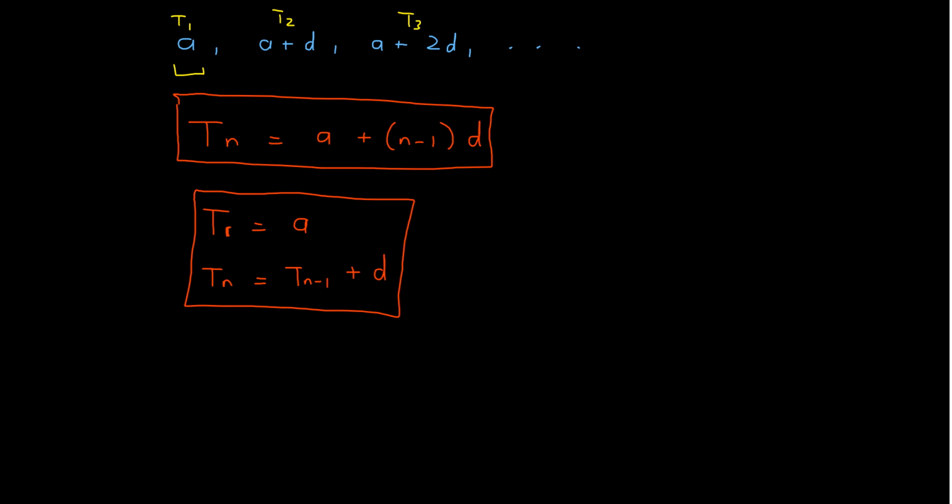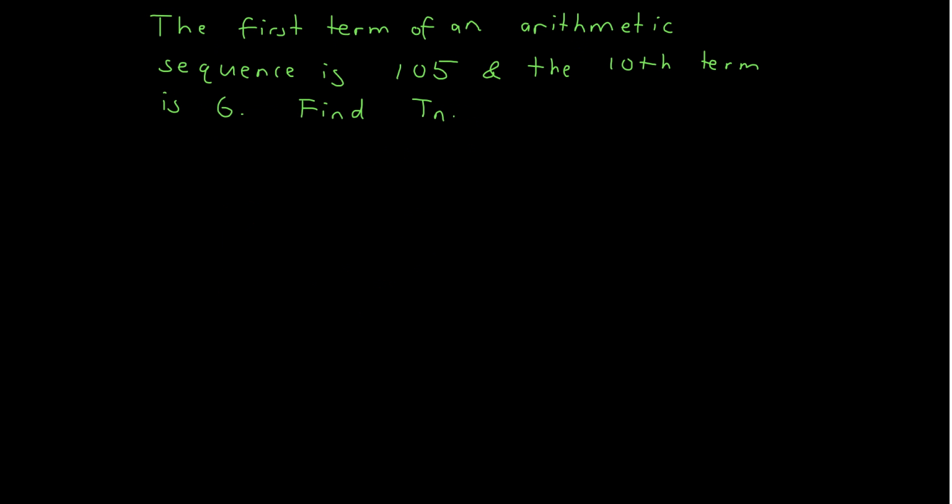Okay, let's see if we can solve a problem with this now. So the question is, the first term of an arithmetic sequence is 105, and the 10th term is 6. Find t of n. Okay, so we know our formula, and our formula is t of n equals a plus (n minus 1)d. But of course that's not actually the answer. We want to find the formula for this particular sequence here, not just some random sequence.